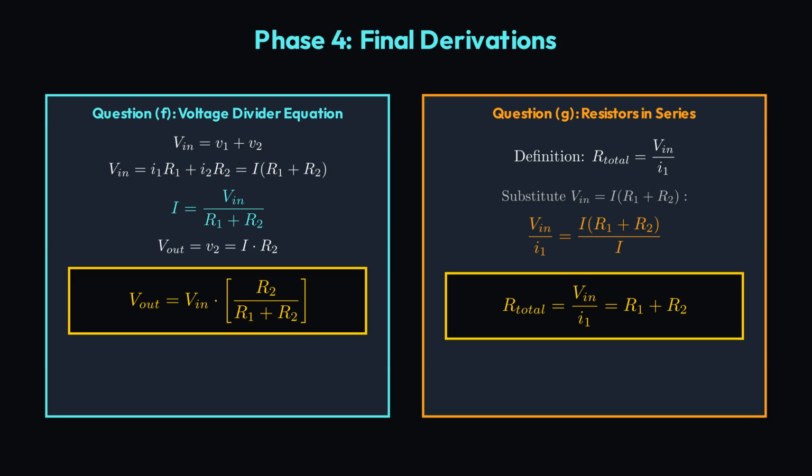Substituting I back into Vout equals I times R2 yields the classic voltage divider equation. Vout equals Vin times R2 divided by R1 plus R2.